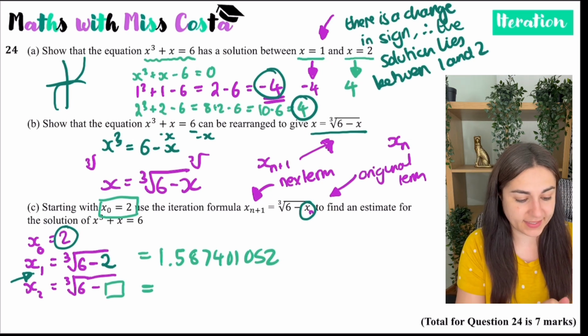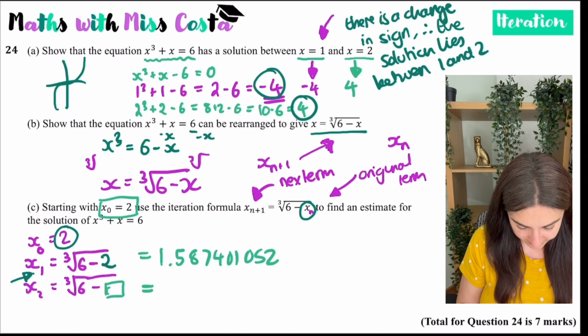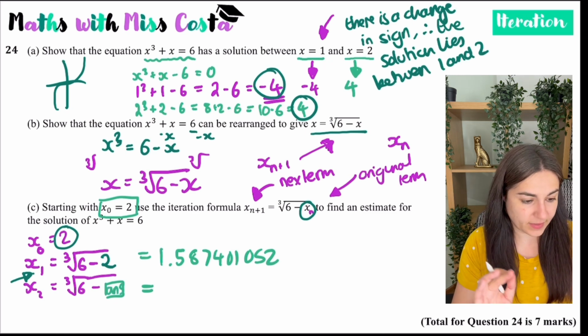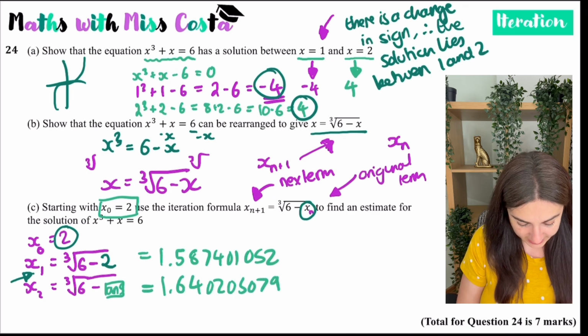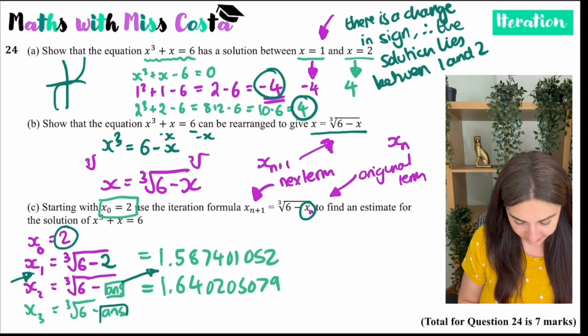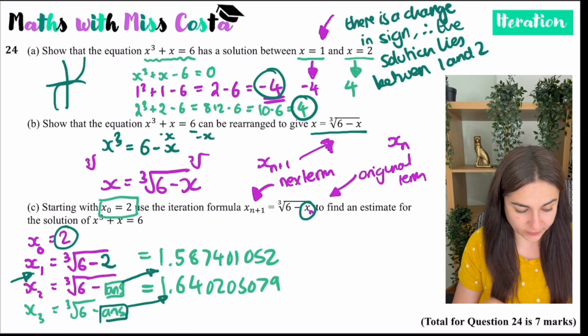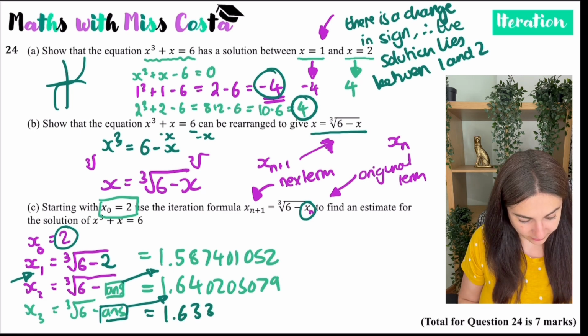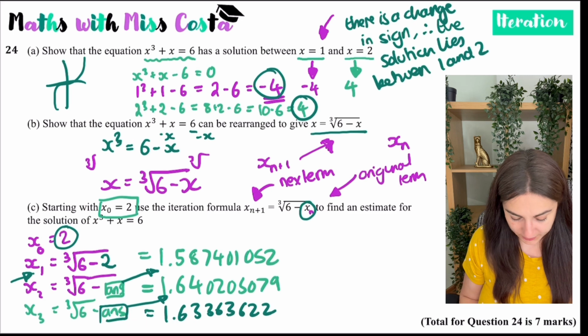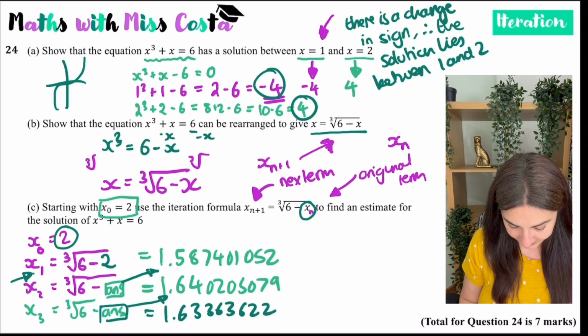And now what you do is you use the little arrows and you press delete where the 2 is, and instead you press Ans. And then it automatically calculates it for you. So x2 is 1.6402050079, and then x3 is going to be the same. Take away answer. So technically this is that, and this answer is that. The calculator has stored that for you. You just press equals, and it gives you 1.63363622. You keep on pressing equals, and it gives you the next one.